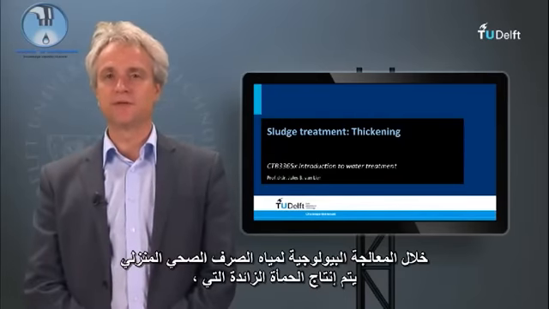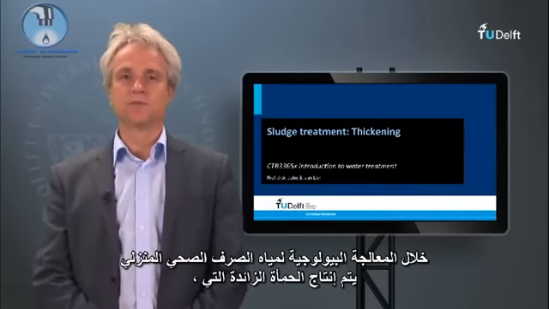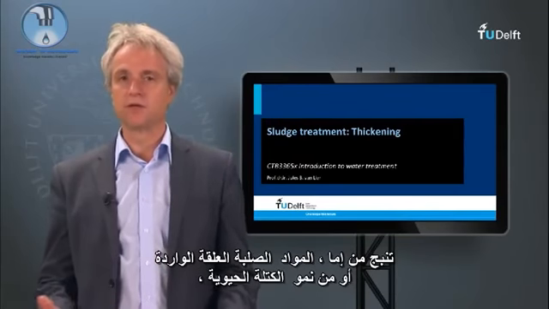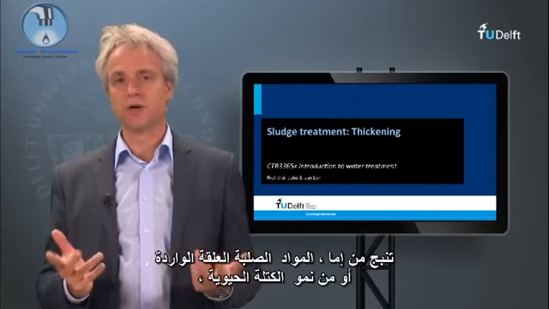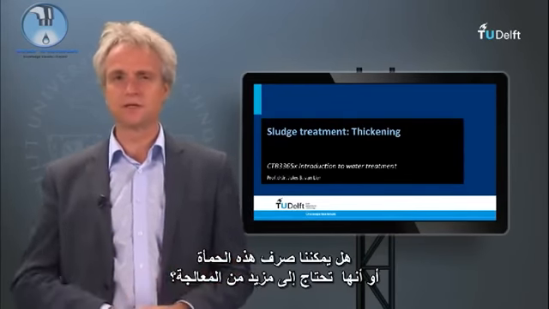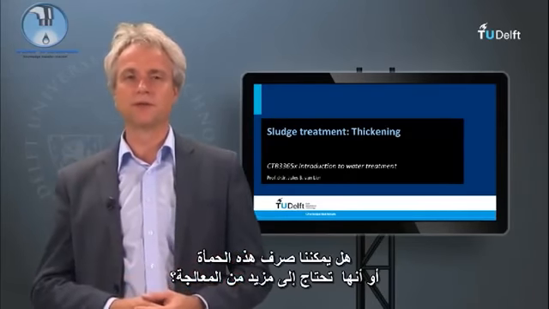During the biological treatment of domestic sewage, excess sludge is being produced that originates from either the incoming suspended solids or from the growing biomass. Can we discharge this sludge, or does it need further treatment?